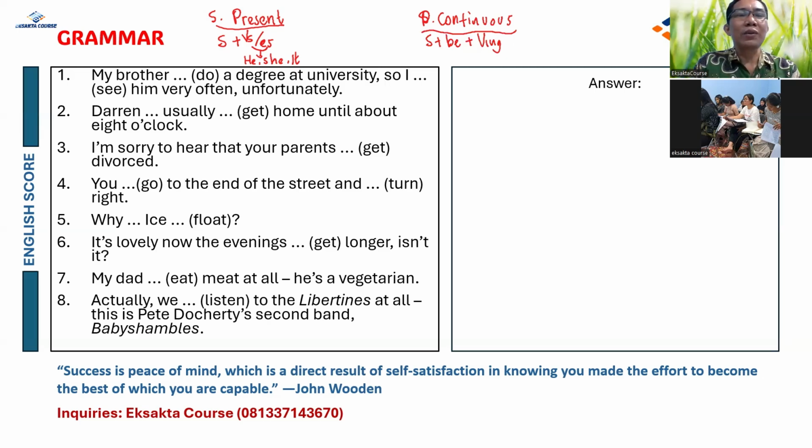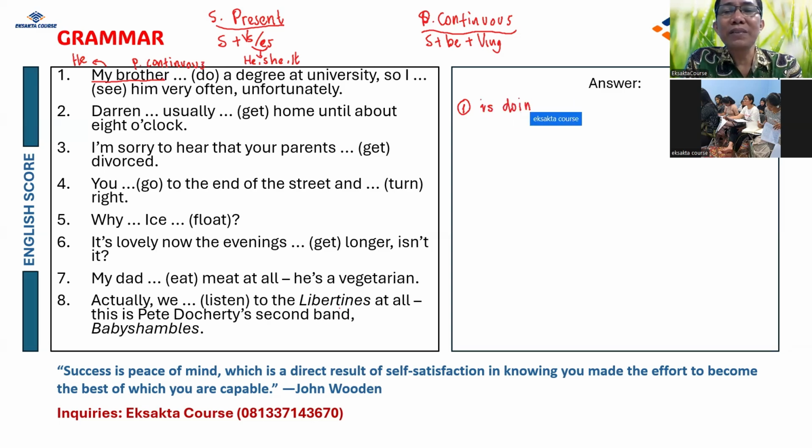Okay. Now we want to discuss number one. My brother, blank, a degree at university, so I blank see him very often, unfortunately. Okay. So here we know that for number one, for the first, it is present continuous. Look at there, my brother, to be of my brother is. So my brother is doing.